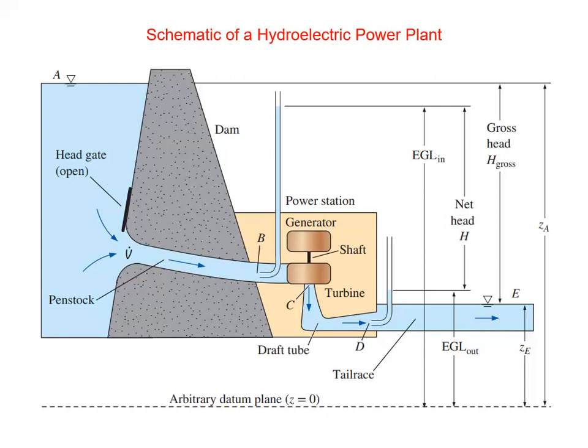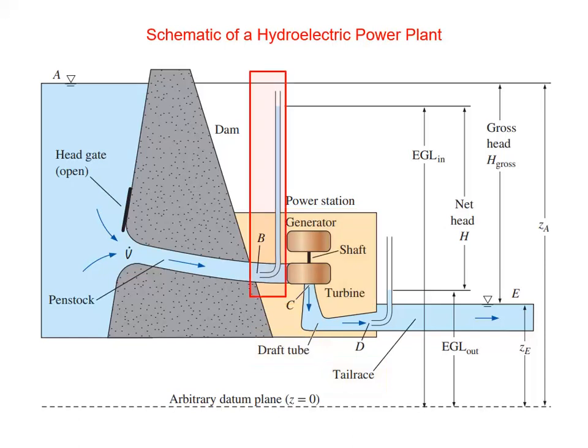And here we see the schematic of a hydroelectric power plant. Water is stored on the left side of the dam. Penstock is the passage that goes through the dam joining the lake and the turbine. By opening the head gate, we allow water to go through the penstock. Here is the turbine generator assembly connected with a shaft. We have the draft tube at the exit of the turbine, and the water exiting the draft tube is known as the tail water, shown here as tail race.